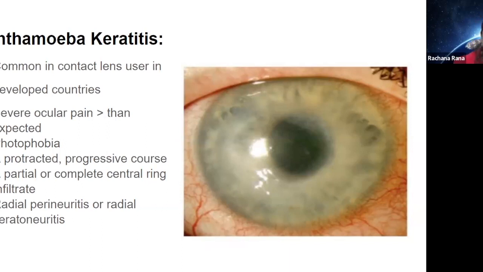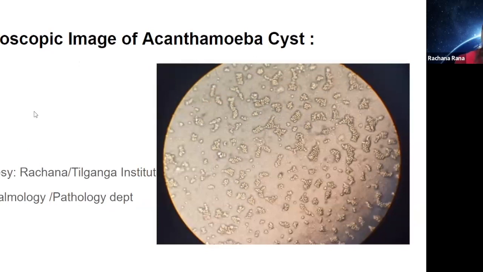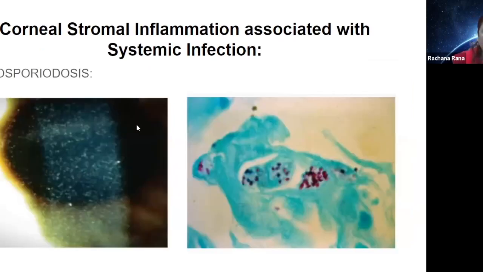So this is a picture of our patient at Tilganga. This is a laboratory picture. Here we can see many cysts of acanthamoeba in this picture. These are corneal stromal inflammation associated with systemic infection. This is the punctate epithelial erosions in microsporidiosis, and this is the laparoscopy. This is the macroscopic view of the microsporidia.